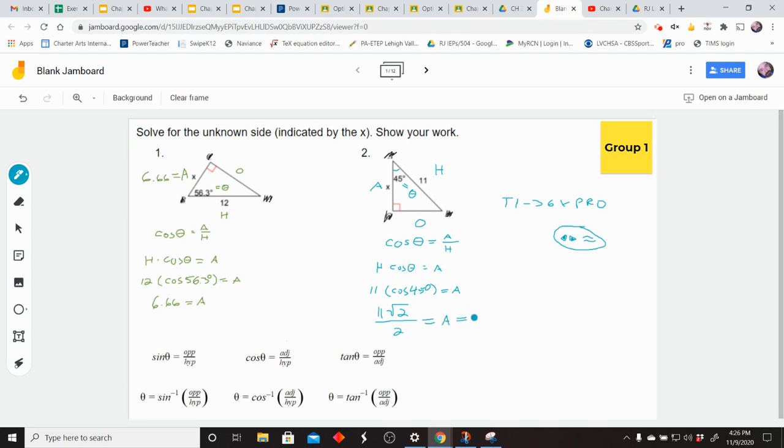And the decimal is 7.77817. So I'm going to round off a little bit, 7.78. So that's my answer for that. A is equal to that.